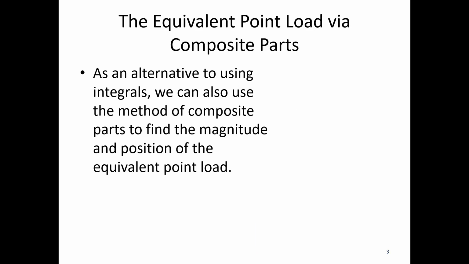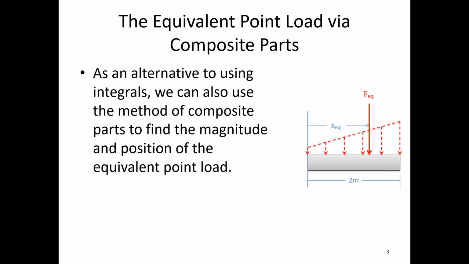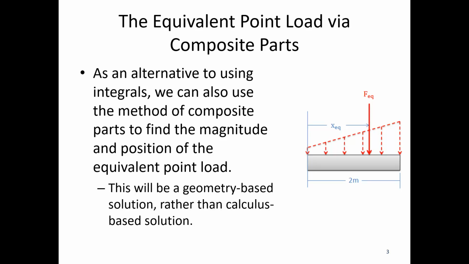Finding this via composite parts is the alternative to using integrals. We can use the method of composite parts to find the magnitude and position of our equivalent point load. We are looking for FEQ, the magnitude, and XEQ, the position of our equivalent point load for this simple distributed force on a beam. This is a geometry-based solution rather than calculus-based. If you can use this method, it's usually faster than doing the moment integrals.